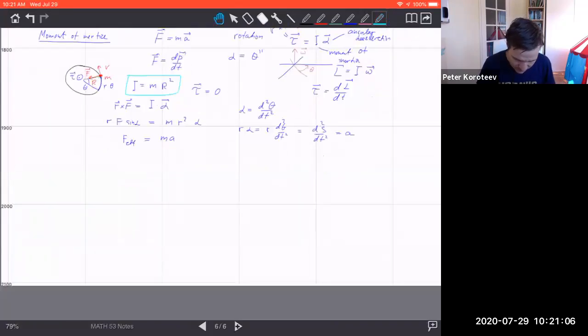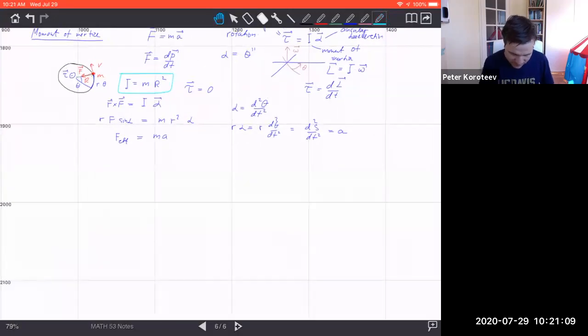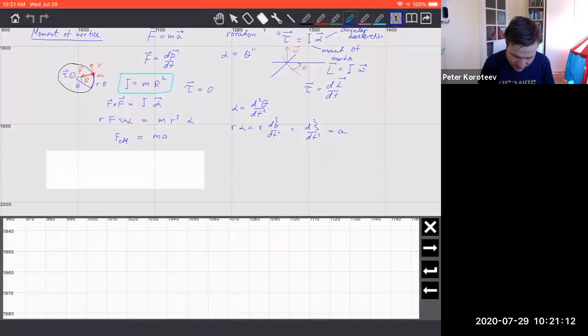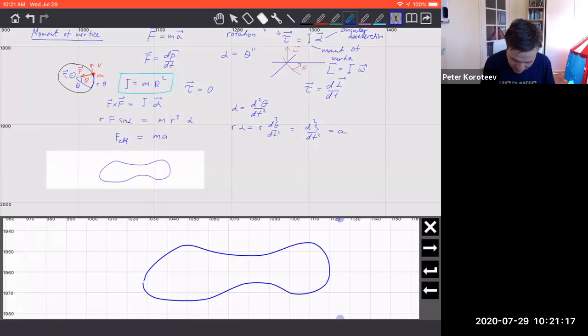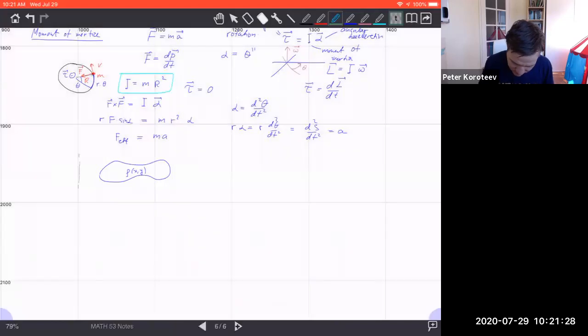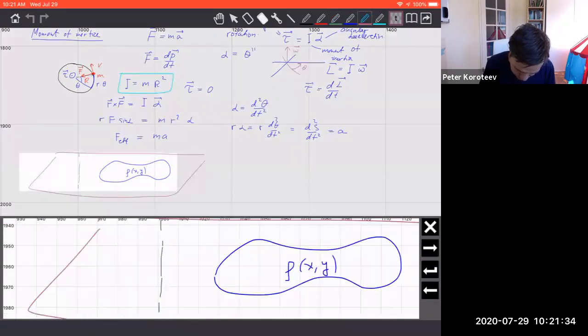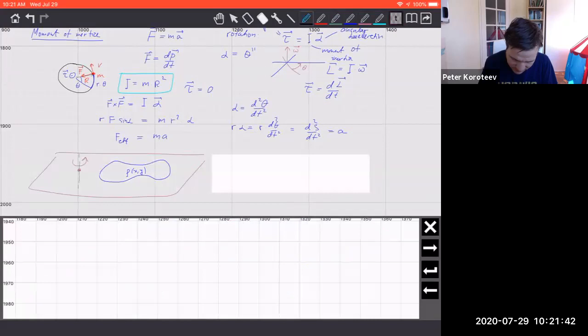Okay, but since we can integrate, we can have a generalization of this. We can have some oddly shaped body like that with a certain density function. We are still talking about planar motion. So there's an axis of rotation going somewhere here, and it all happens in a plane like that. So it can rotate like this. Then the moment of inertia of that body would be assigned to the axis of rotation.